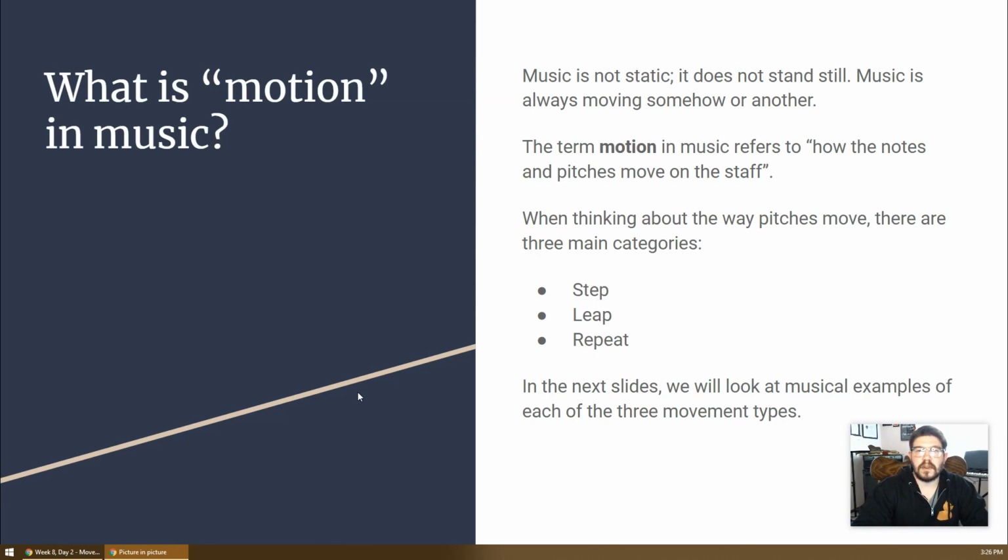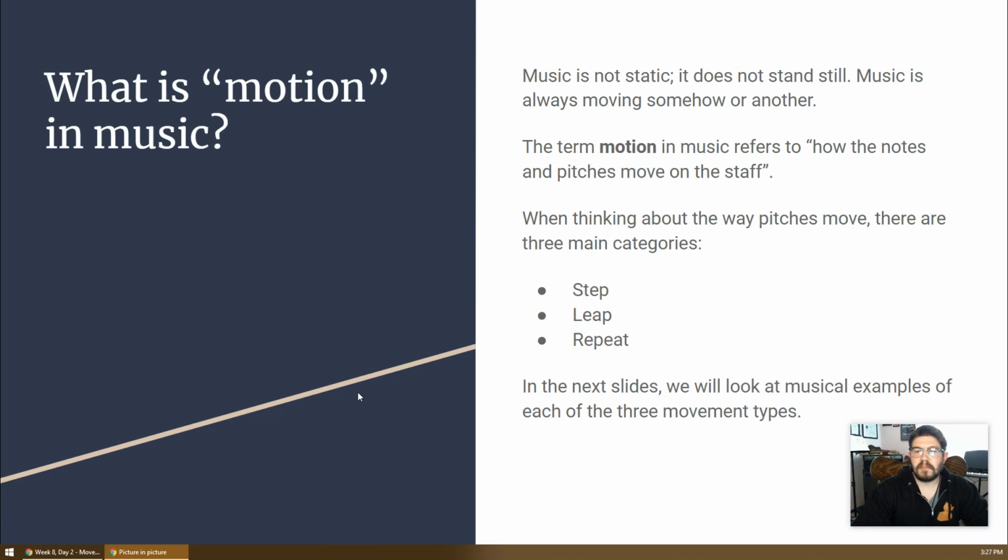So the first thing we got to know is that music is not static, meaning it doesn't stand still. Music is always moving in one way or another. If you listen to any song, you always hear this. It goes in some direction, either up or down or what have you. So the term that we're talking about for motion is going to refer to how the notes and pitches move on the staff. And we're going to start by focusing on the way pitches move.